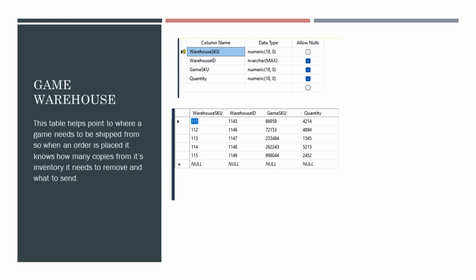Moving on to the game warehouse table. This table helps point where the games need to be shipped from. So when an order is placed, it knows how many copies from its inventory it needs to remove and what to send.